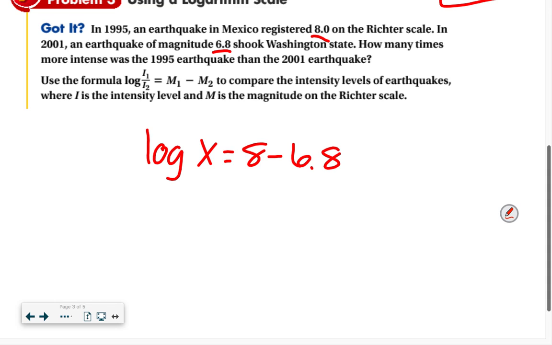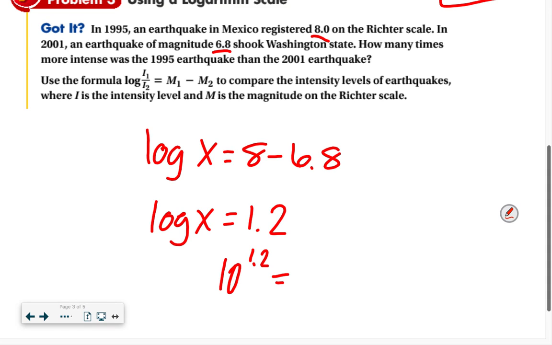Can I simplify anything before I get going? What is 8 minus 6.8? 1.2. Okay. I feel like I'm missing something. How do I know what my little number is, my subscript? It's 10. So how would I turn this into an exponent? 10 to the 1.2 equals what? How do I solve? Calculator. Take 10 to the 1.2 power. And what do we get? 15.8.